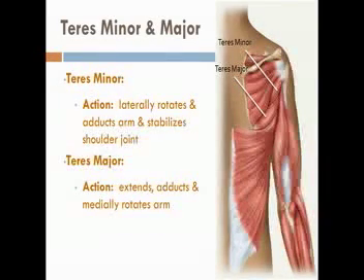Teres minor and teres major. We list teres minor first because it sits superior to teres major. Teres minor's action is to laterally rotate and adduct the arm, as well as stabilize the shoulder joint. Teres major's action is to extend, adduct, and medially rotate the arm.